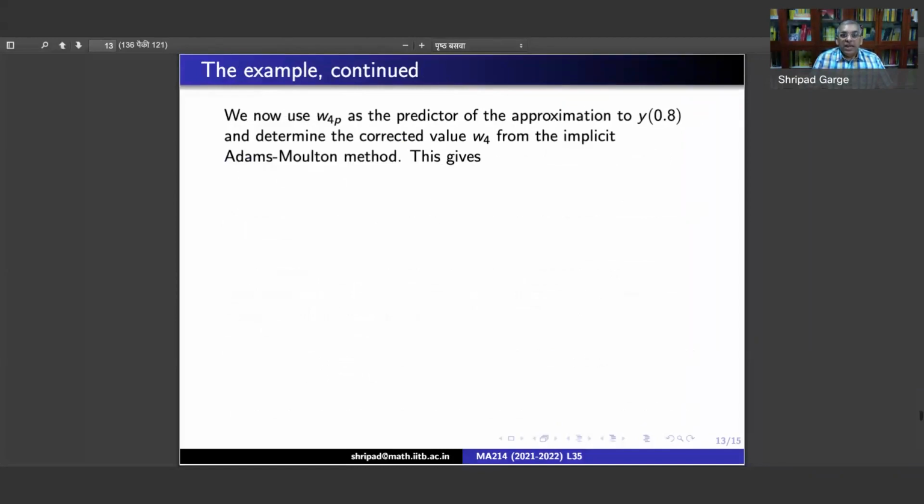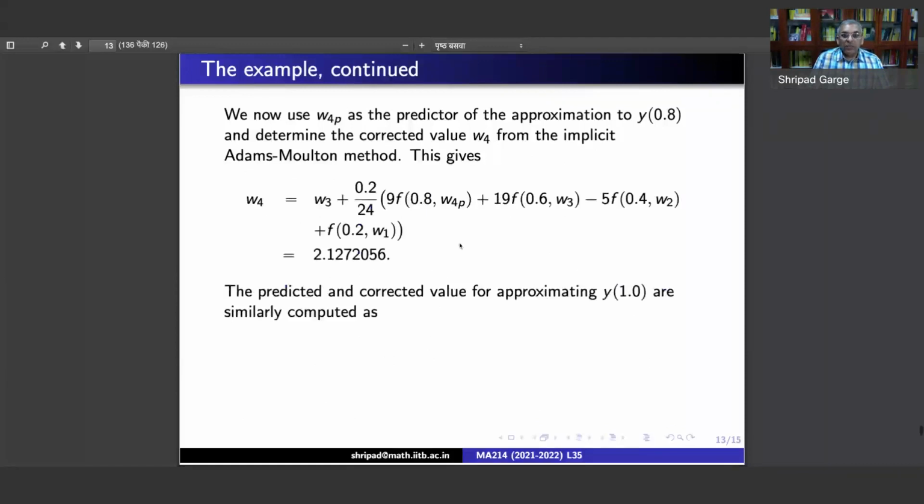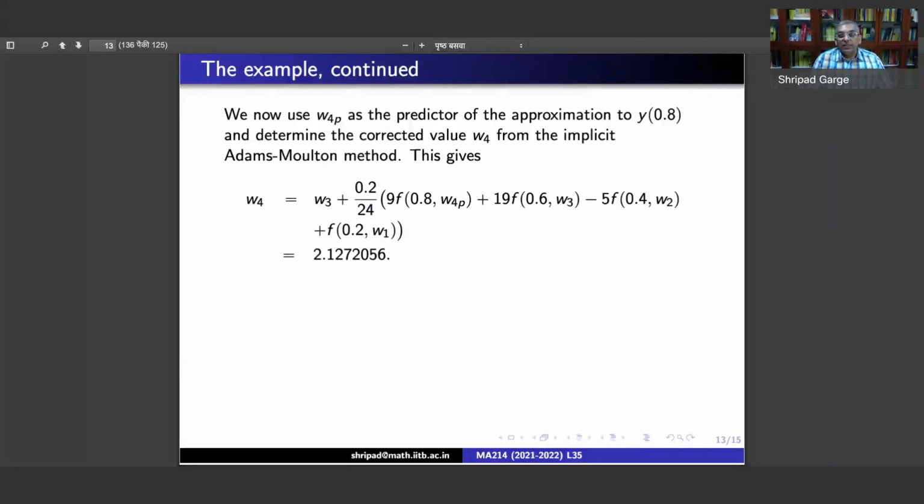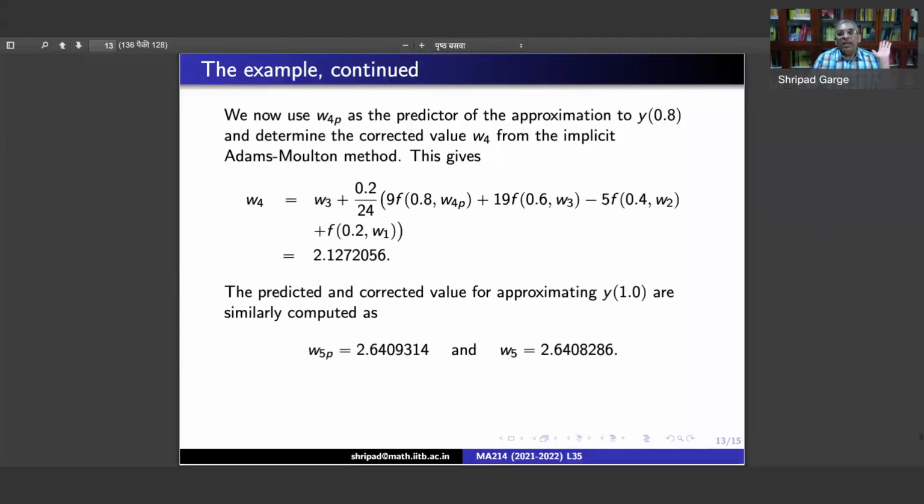So that is given by this formula, because we have to put it in the Adams-Moulton method, and we have indeed put it here in the Adams-Moulton method, and the answer would then be 2.1272056. And the predicted and corrected values for the next one, which are W5P and W5, are again computed in the same way, and these are the values.